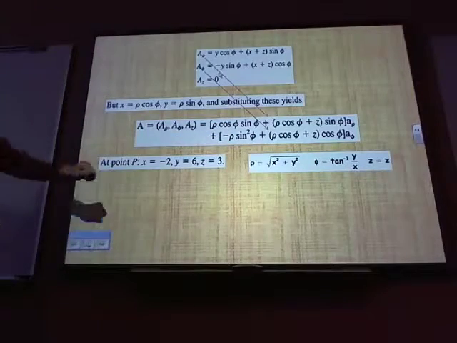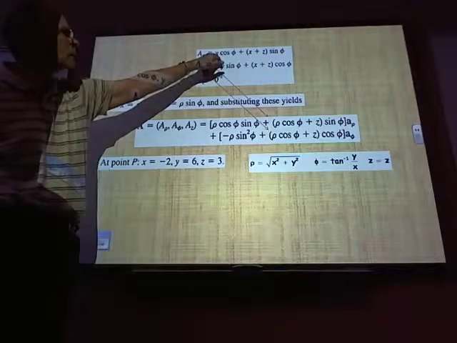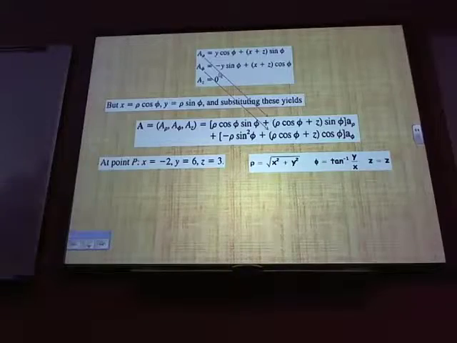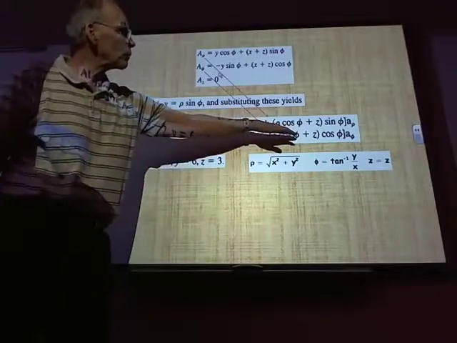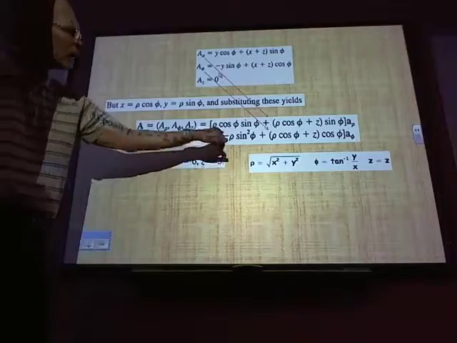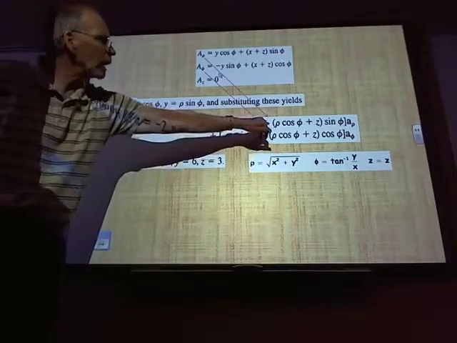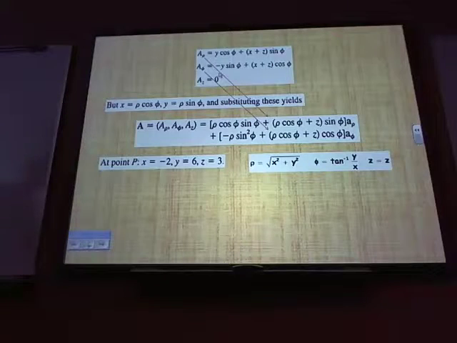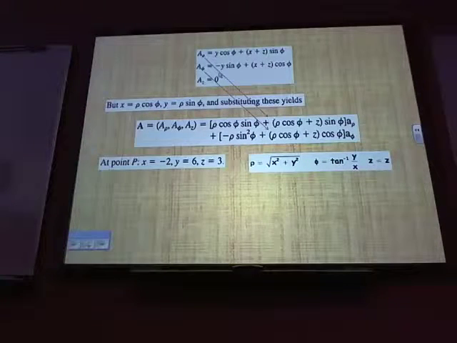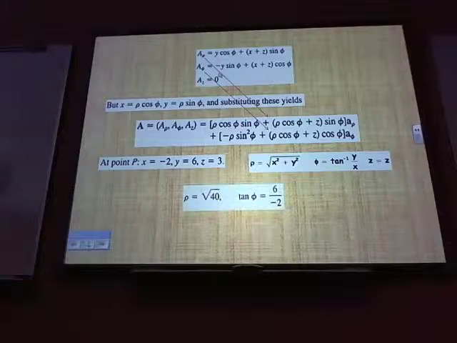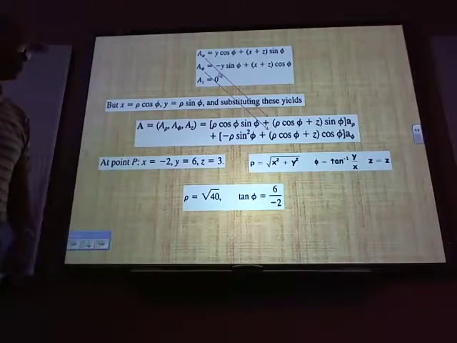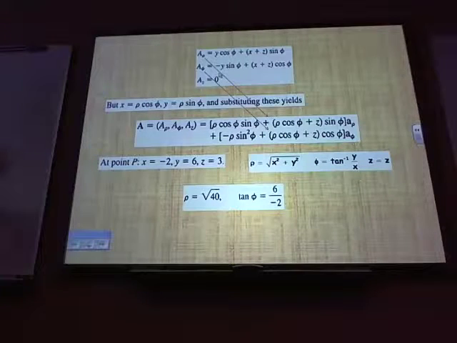My y cosine, remember y cosine of phi, this y term here was rho sine of phi. So that's where all this comes from. And then, because I've got rho's in here, and I've got phis in here, I have to actually calculate out their values. And this process is real easy. This is a real good example to work with these on. So if I calculate rho, I've got a square root of 40, and an inverse tangent here is 6 over minus 2, and I can get the angle from that.